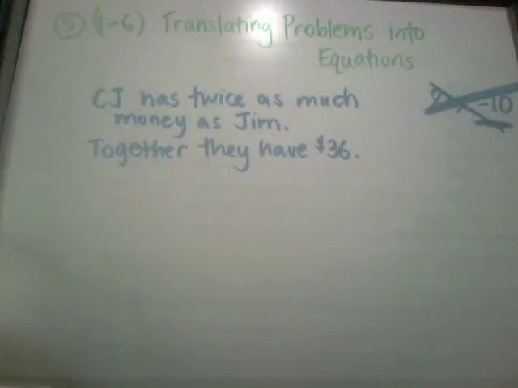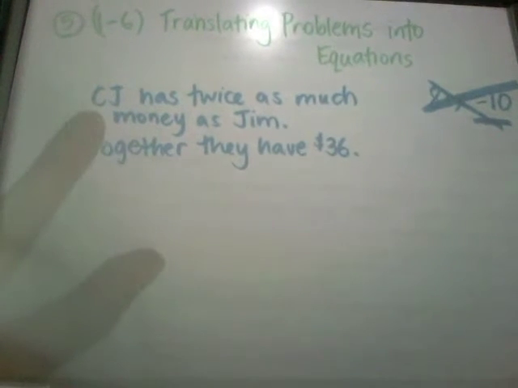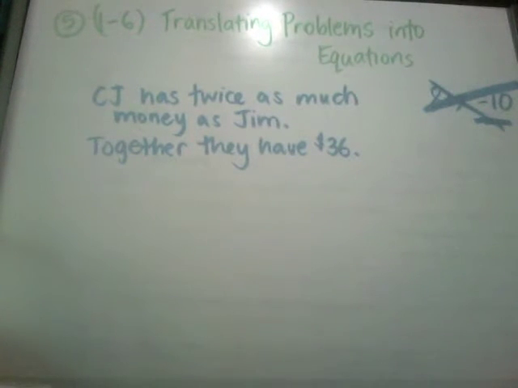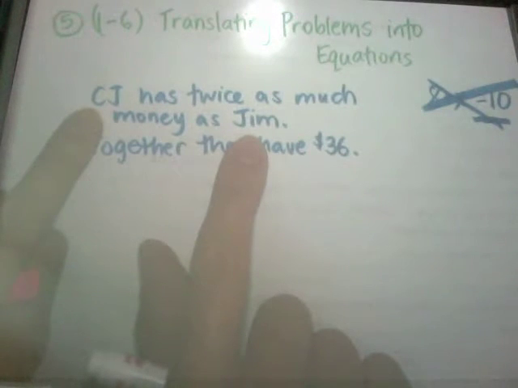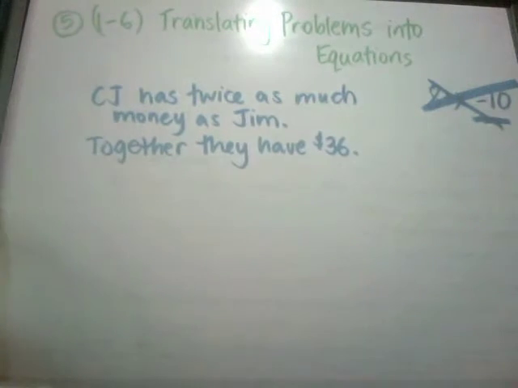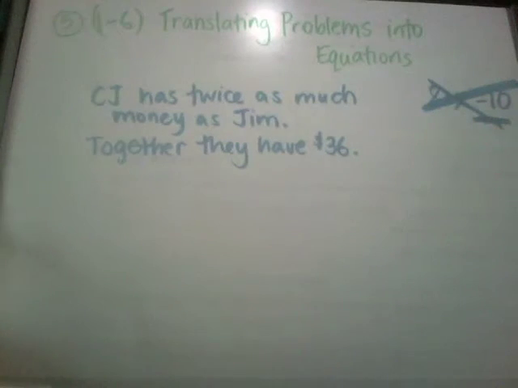Now, for today, you're not solving. You don't have to tell me. It doesn't say how much money does each one have. That's the next step. And then we solve it and we find out how much money they each have. Today, we're just working on translating into equations. So, the first thing we need to do is to try to figure out what variable we are going to use. Now, there's two unknown things, right? CJ's money and Jim's money. We can only, listen carefully, we can only have one variable right now.